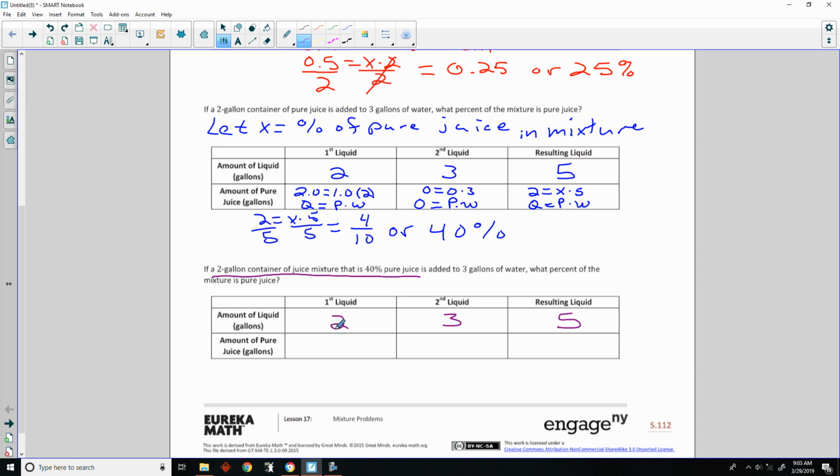So again, we're going to find the amount of pure juice, and that would be some quantity equals some percent times the whole. We're trying to find the quantity, and the percent is 40, so that's 0.4, and the whole is 2 gallons. So 40% of 2 gallons is 0.8 gallons.